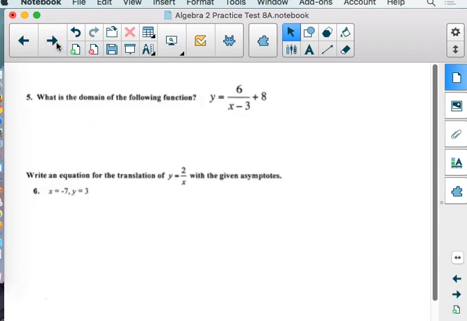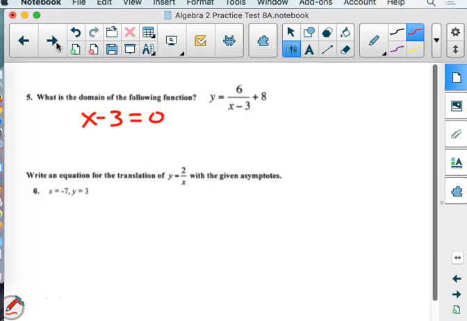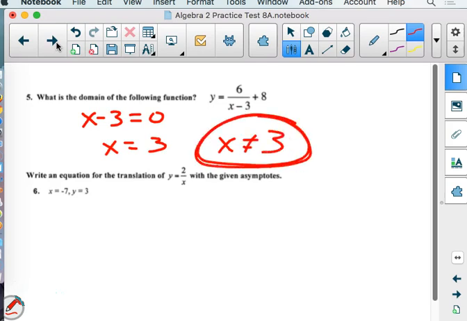What is the domain of the following function? Well, we can generally say all reals unless there's some number we can't use. Do you see a number we can't use in y equals 6 over x minus 3 plus 8? Why? It'll make a 0 in the denominator. So if you really want to show work, you could absolutely do this, and then say x can't be 3. You could also just write down x can't be 3, and you'll get the points.